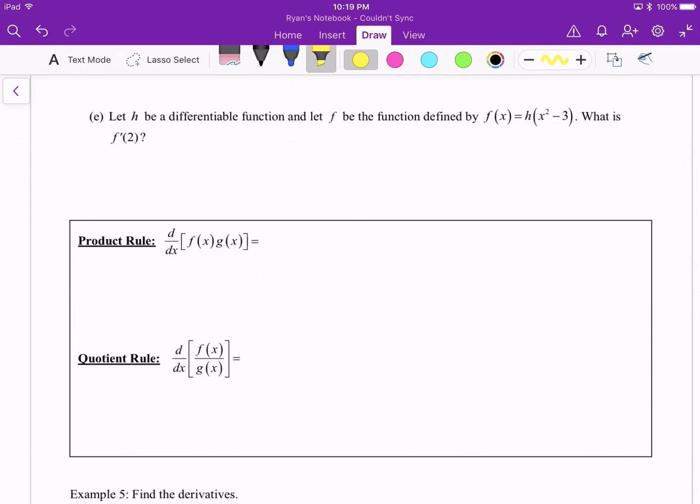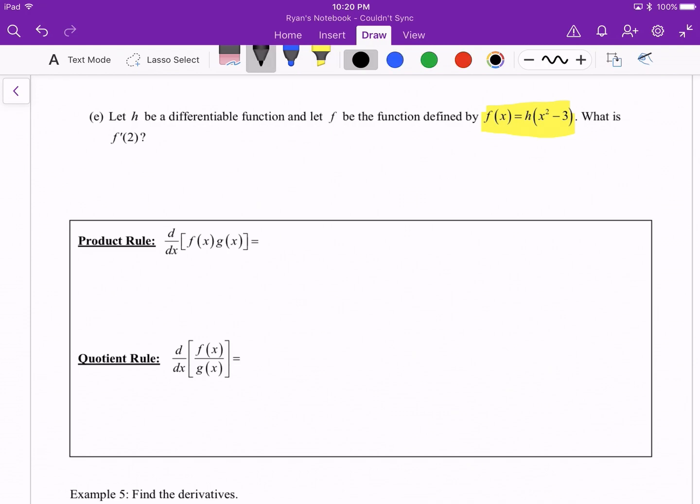So you need to recognize this is a composite function. It is not a product. Whoops, not really sure what happened there with the highlighter. Tried to just highlight the function. There we go. Okay, so it's a composite function. It is not a product. It is not h times x squared minus 3. It is h of x squared minus 3. Okay, and so the question is asking, what is f prime of 2?